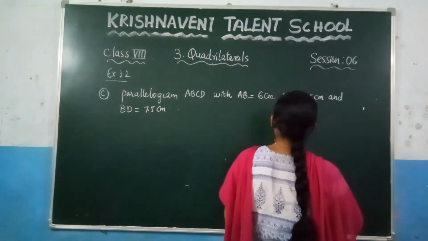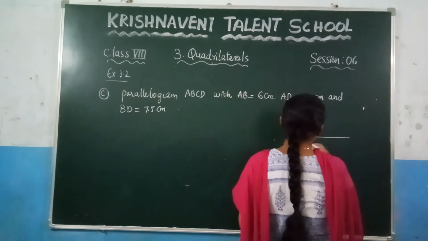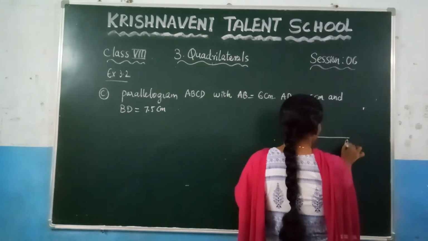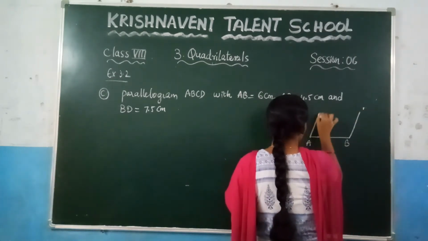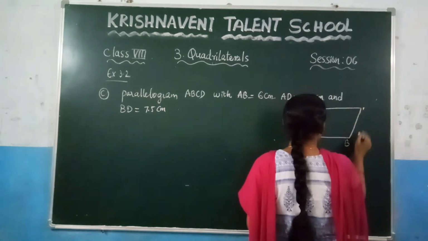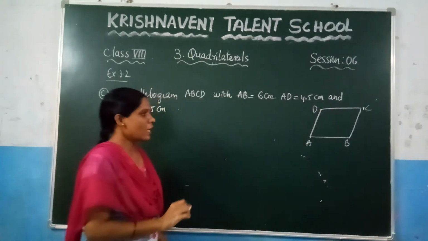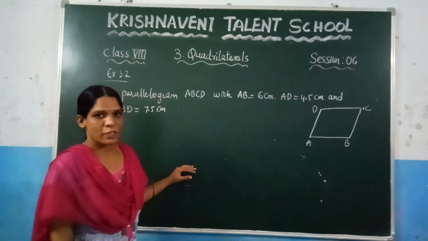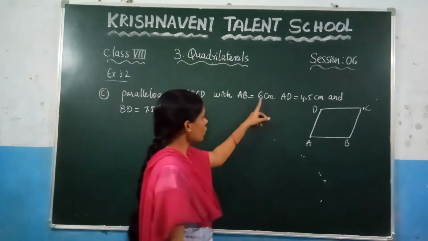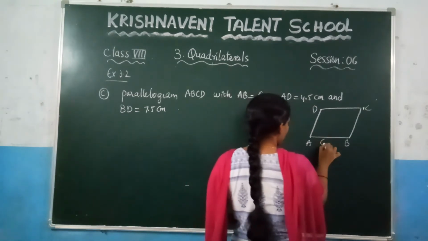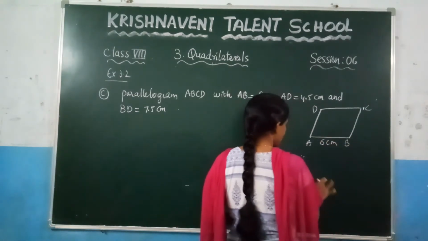What is given here? ABCD, and they said that it is a parallelogram. So let's draw one parallelogram like this and mark it as ABCD. It is just a rough sketch, and we write the measurements we know here. What is the length of AB? It is 6 centimeters. So in place of AB, write 6 centimeters.